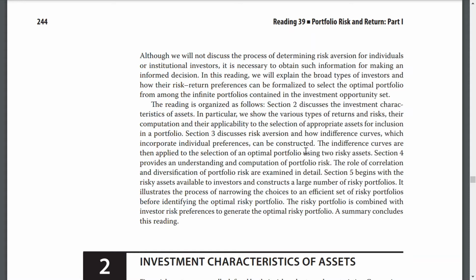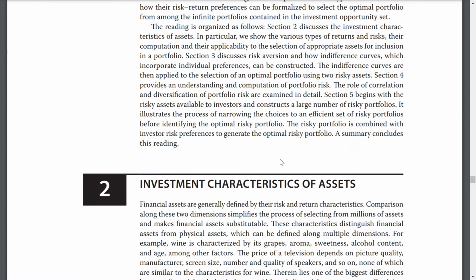The indifference curves provide understanding and computation of portfolio risks. The role of correlation and diversification of portfolio risk are examined in detail. Section 5 begins with the risky assets available to investors and constructs a large number of risky portfolios and illustrates the process of narrowing the choices to an efficient set of risky portfolios before identifying the optimal risky portfolio. The risky portfolio is combined with investors' risk preferences to generate the optimal risky portfolio. A summary concludes this reading.